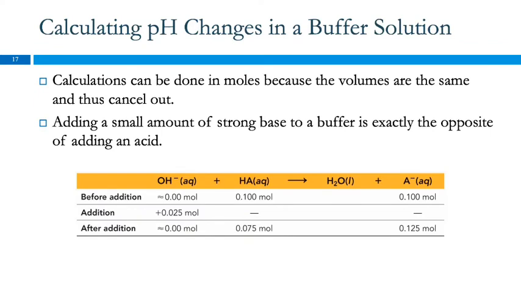If we add a small amount of strong base to a buffer, we have the exact opposite happening, where the strong base that's added is going to react with the weak acid. And that will form more of the A-. So here adding 0.025 moles of base will react with 0.025 moles of the HA, the acid. So that's reduced, and this is increased by 0.025 moles.